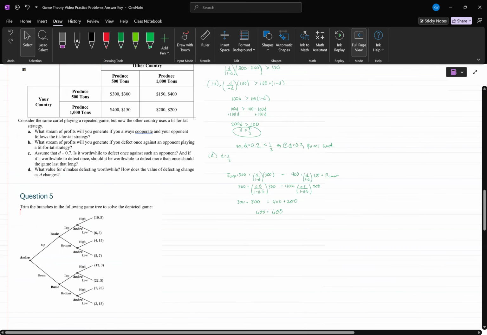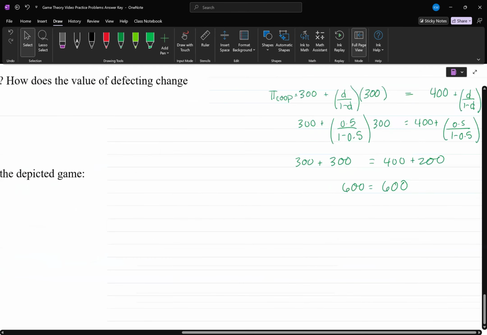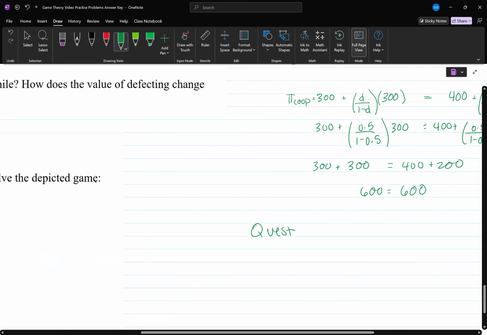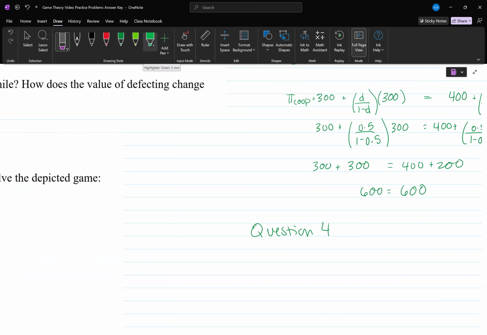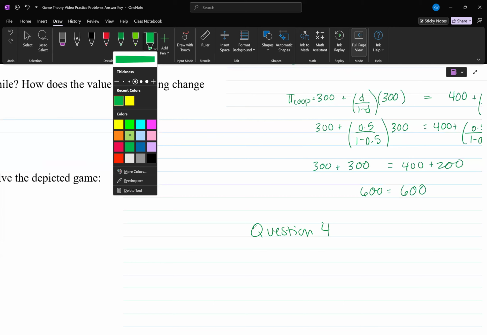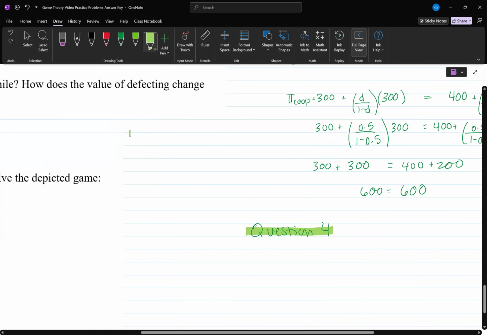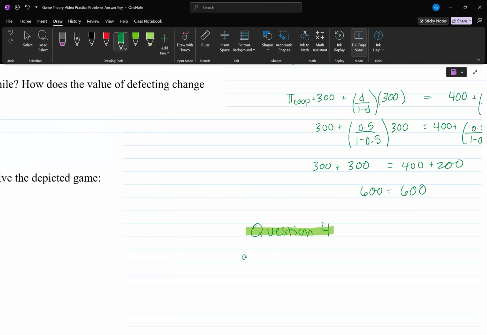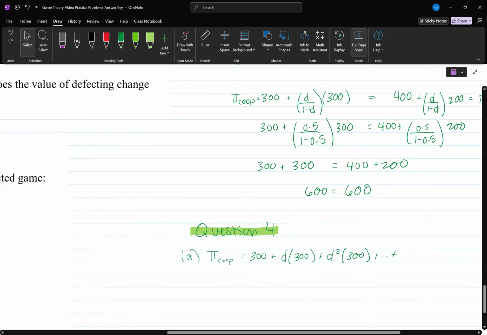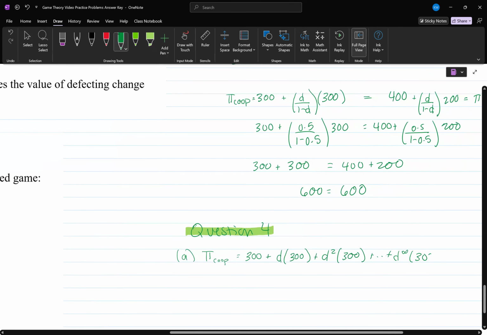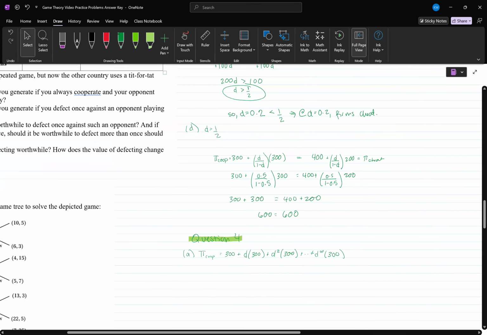So here we're looking at question 4. Let's make it obvious. Okay, question 4. The payoffs from cooperating are going to be 300 plus discount times 300 plus the discount squared times 300 and on to infinity, right? Because we're cooperating forever. All right, so that's A.